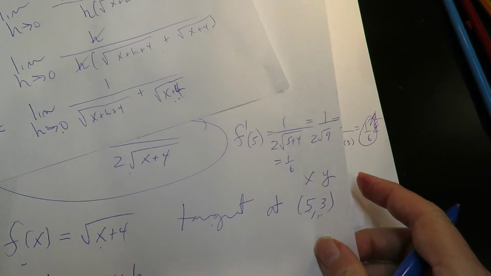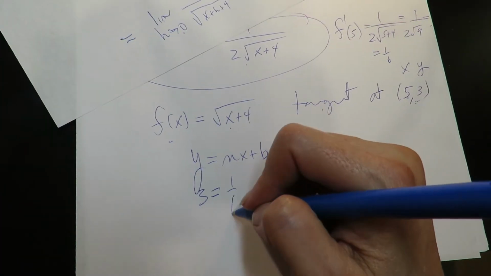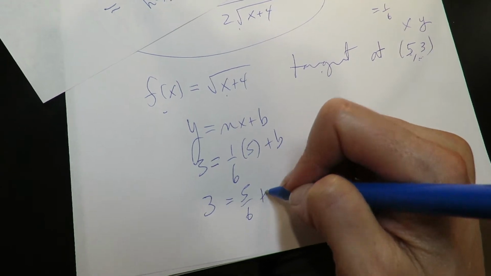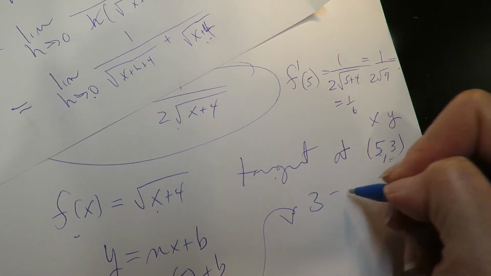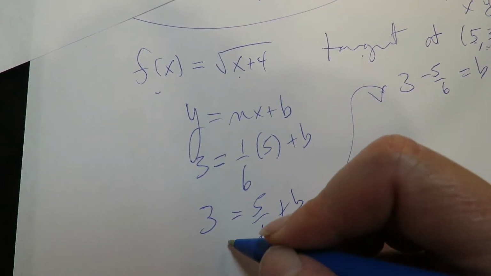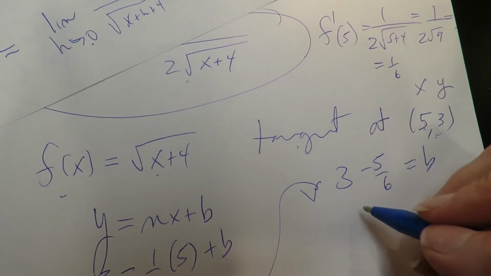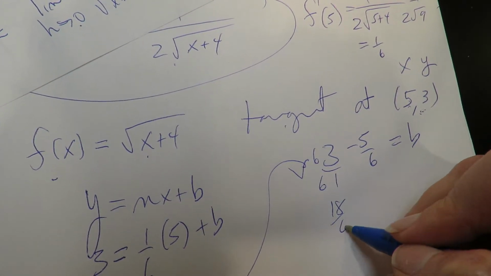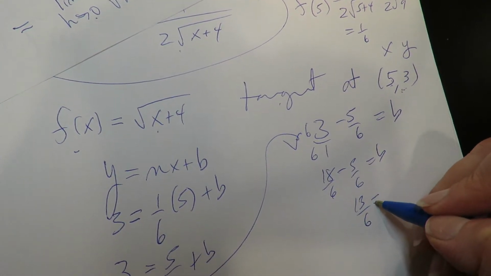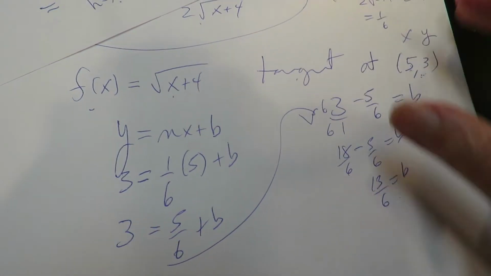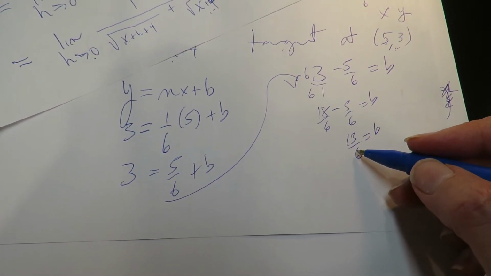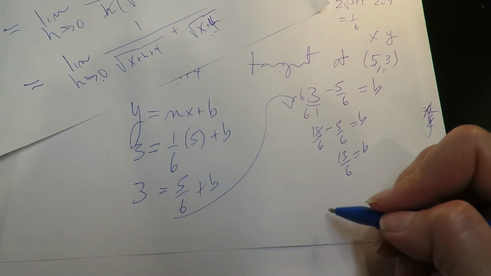When I shift the page back, I'll lose it, so I'll write it underneath. All right, so the slope is 1/6. The x value is a 5. We're going to solve for b. So 3 equals 5/6 plus b. So we're going to move the 5/6 to the other side. You're going to subtract this from both sides. All right, so 18 over 6 minus 5 over 6 is b, or 13 over 6 is b. Sorry, you can leave it as an improper fraction. You don't have to convert it to a mixed number.